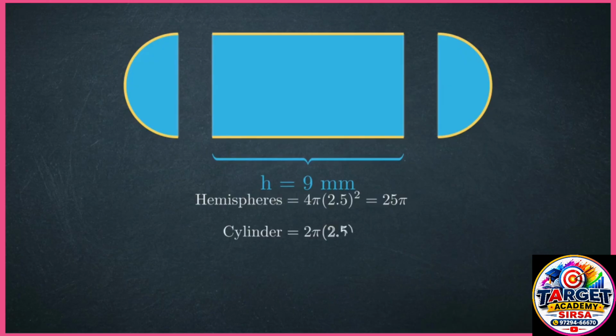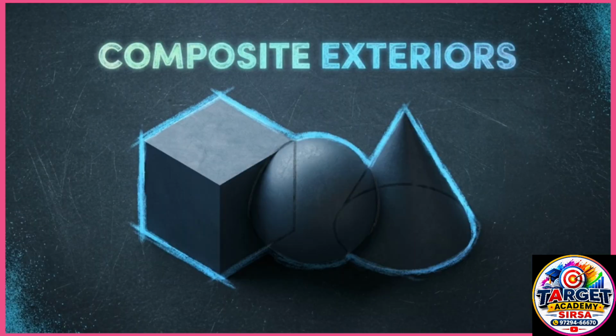Now we just add the curved surfaces together. By calculating the areas of the 2 hemispheres and the cylinder, we reach a total of 70 pi, or about 220 square millimeters. When shapes are joined end to end like this, with no hidden faces between them, the calculation is a straightforward addition of their exposed parts.